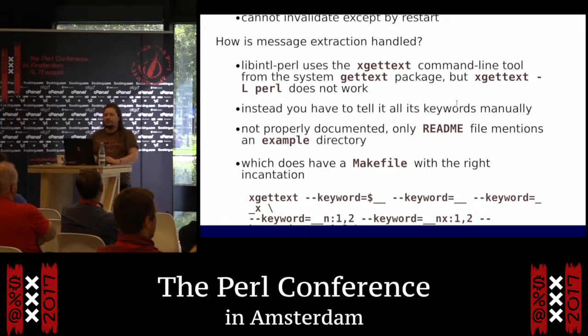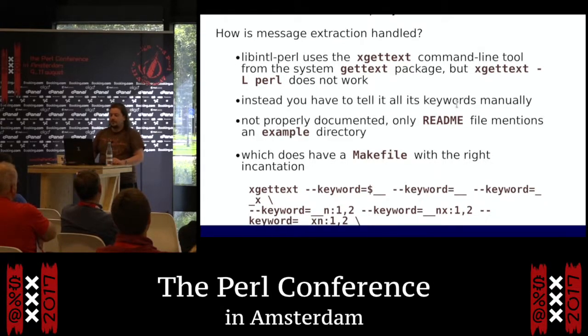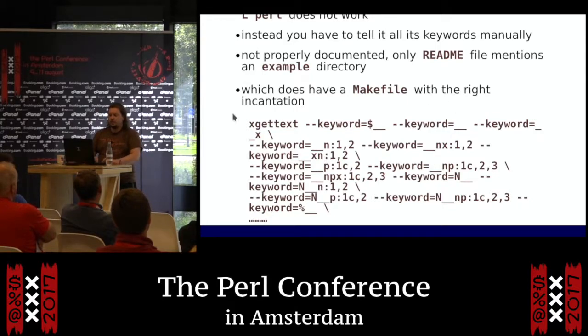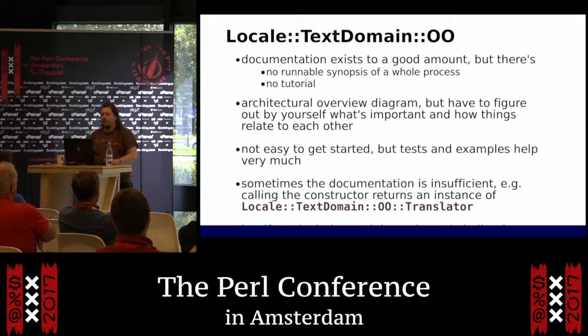So instead, you have to tell how these keywords look manually. Out of convenience and as a historic artifact, they are all starting with double underscore in the Perl world. This step is not properly documented, but the README file mentions the sample directory, again wrong here. And it has a makefile with the right incantation. So here you specify the keywords, and then it will find all your Perl code and make the PO file out of it, the translation catalog.